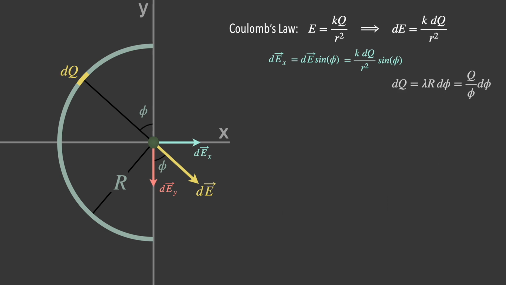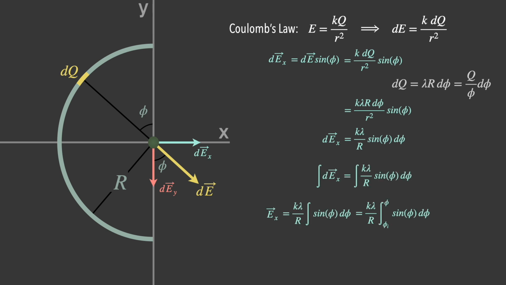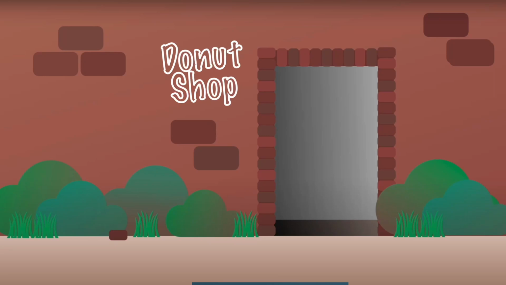Now let's sub in our definition for dq. Little r is just the distance of dq from our point charge, which is consistent throughout the ring as big R, so we can substitute big R in for r squared. And one of the factors of the big R's cancels out with the bottom, and we only have k lambda over r sine phi d phi. Now we can integrate both sides to get E sub x equals integral of k lambda over r times sine phi d phi. We can pull out our constants, k lambda and r, since those values are not changing, and integrate the rest.